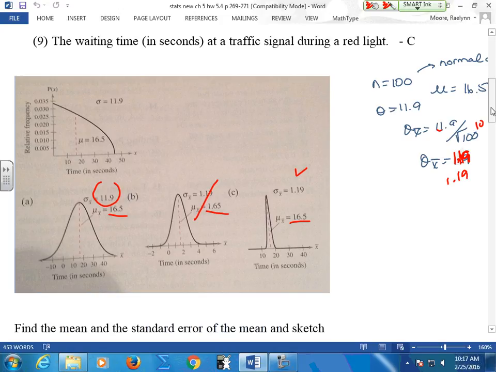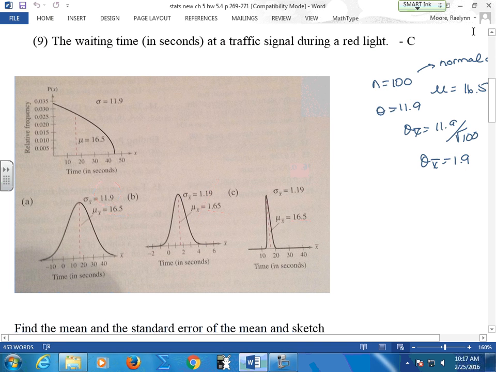The standard deviation had to change, right? Your sample size changed. Your sample size went to 100. So that had to change our standard deviation. So we can rule out B, because the mean can't change. We can rule out A, because your standard deviation didn't change. So you're left with C, even without doing all this. But this makes it a little bit better.